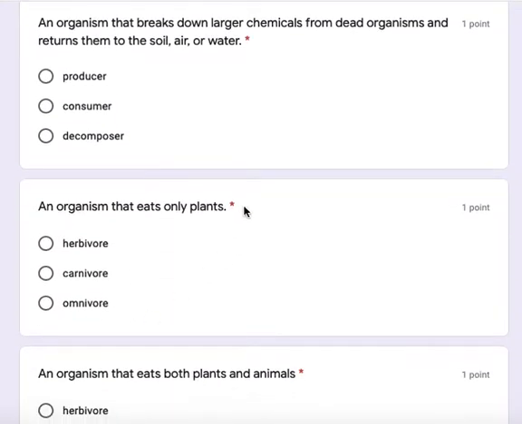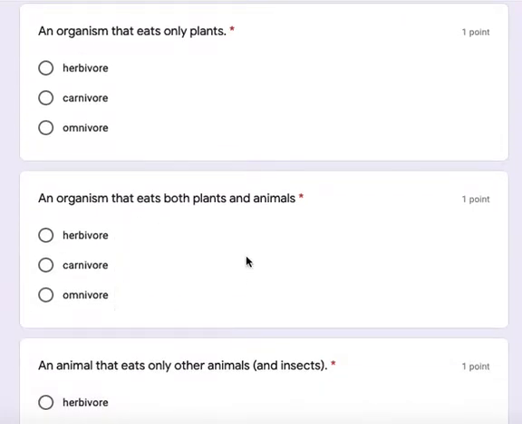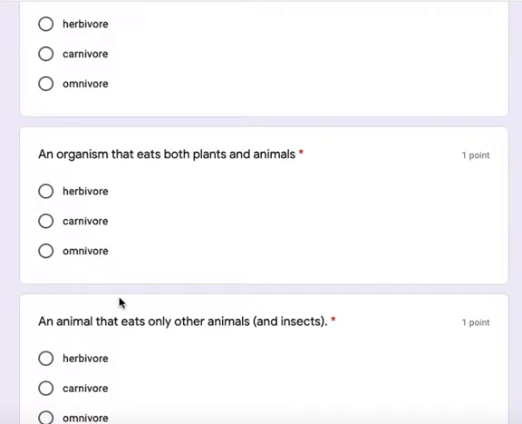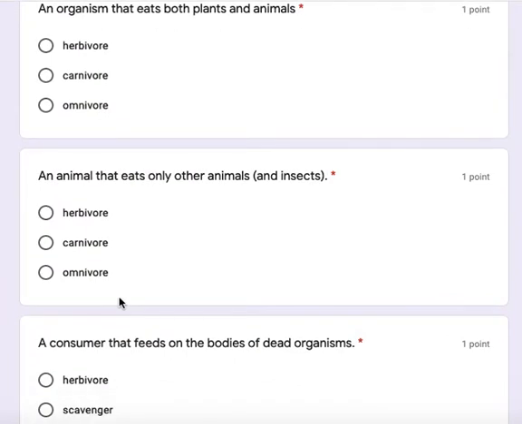An organism that eats only plants. Is it herbivore, carnivore, omnivore? An organism that eats both plants and animals. Is it herbivore, carnivore, omnivore? An animal that eats only other animals and insects. Is it herbivore, carnivore, omnivore?